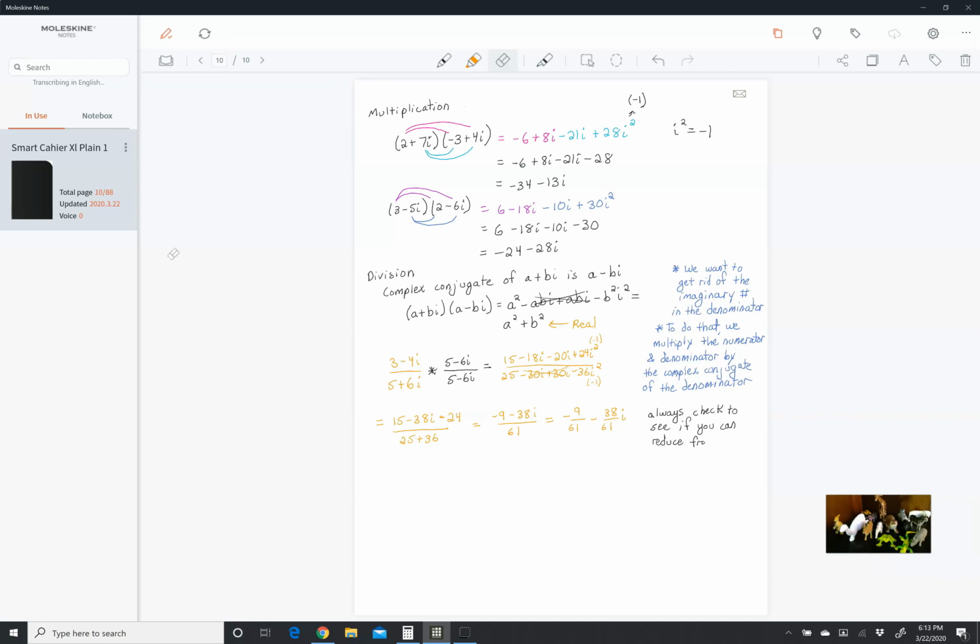And here we can't. Okay, this is a case where we can't. Let's take another example. Let's say that we have negative 2 minus 7i over negative 1 minus 3i.